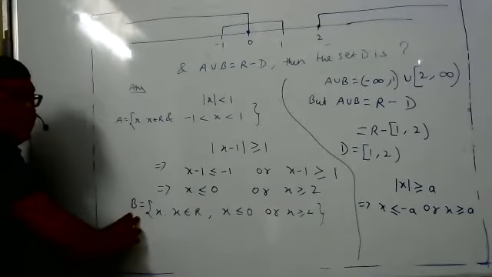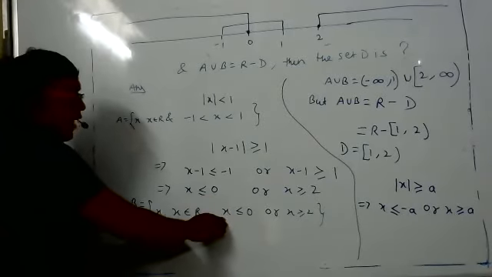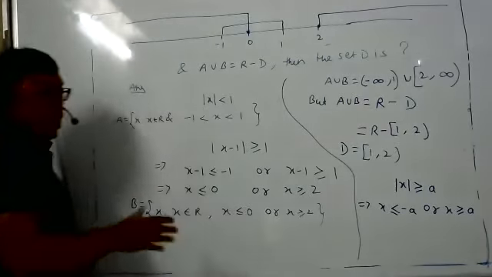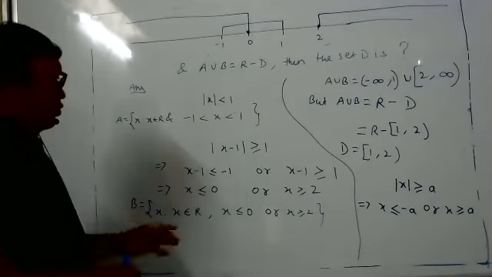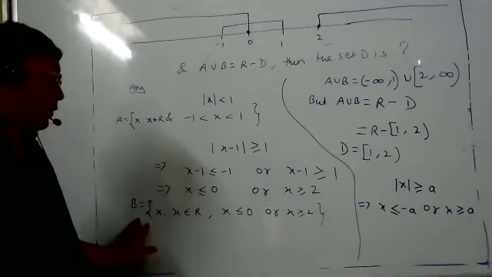Set B is the collection of all real numbers such that the real number is either less than or equal to 0 or more than or equal to 2. All those real numbers constitute the set B. Till set B, who has doubt? And don't worry, I will teach again if you say. No doubt, sir.